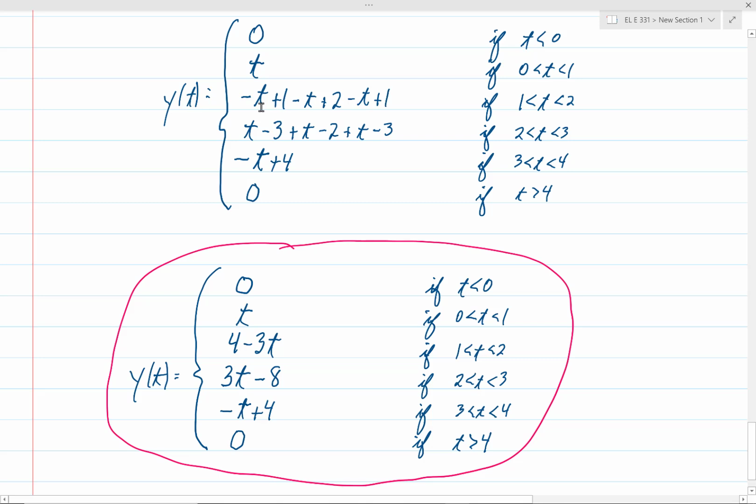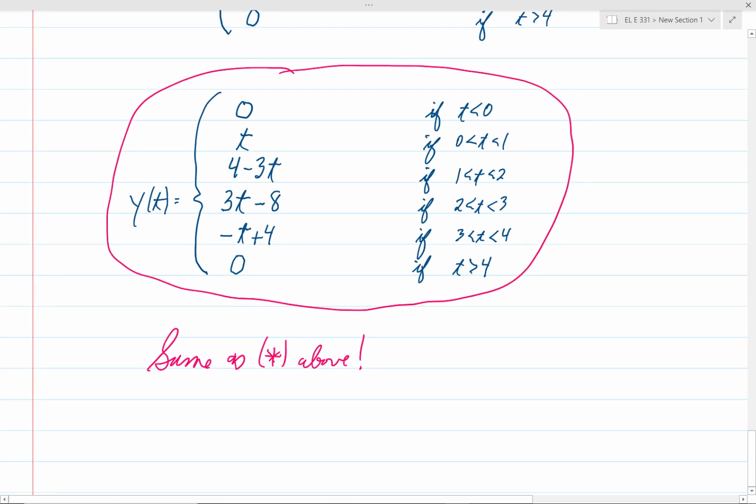This is t. So here we have minus t, minus t, minus t. So we have minus 3t, and we have 1 plus 2 plus 1 is 4. So that's 4 minus 3t. The next line we have positive t, positive t, positive t. So that's where we get 3t. And then minus 3 and minus 2 is minus 5. And minus 3 is minus 8. And then minus t plus 4 there. And 0. And bring down all the conditions. And if you look up above, you will see that that is exactly the same as what we achieved before.